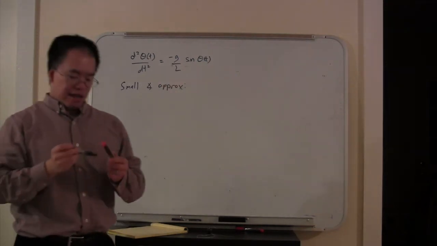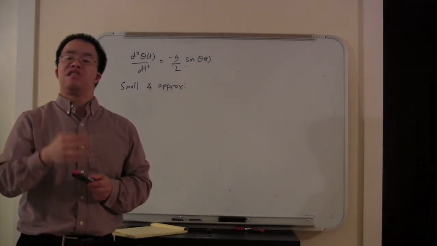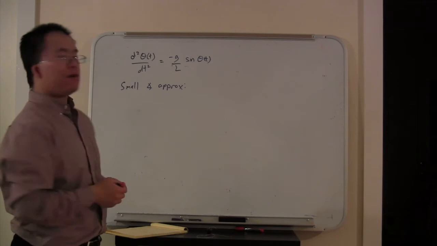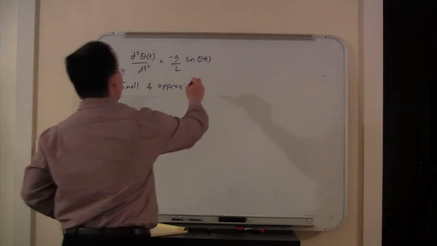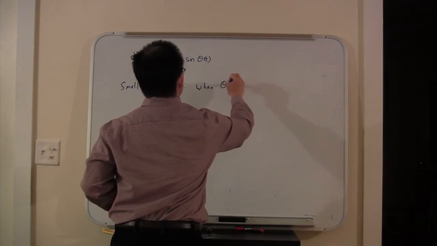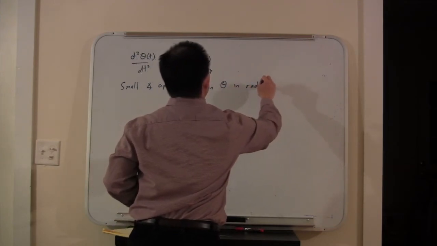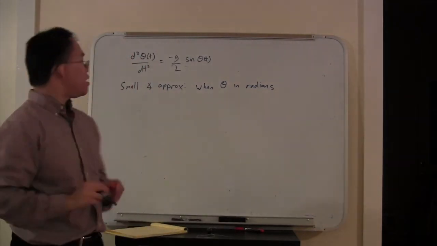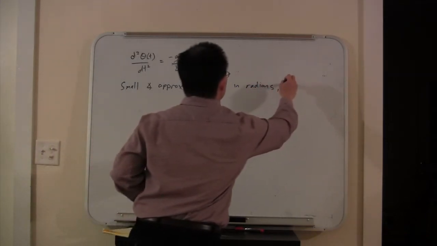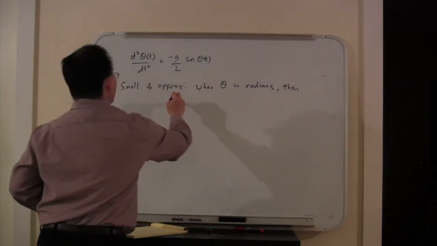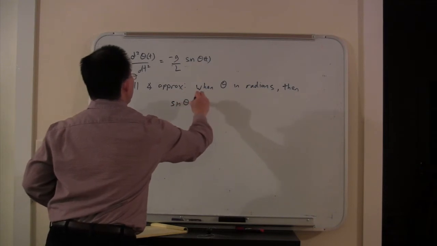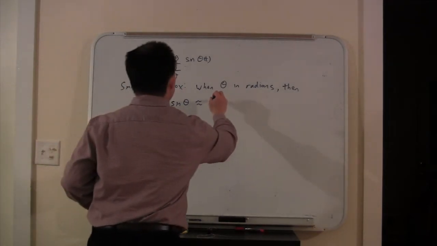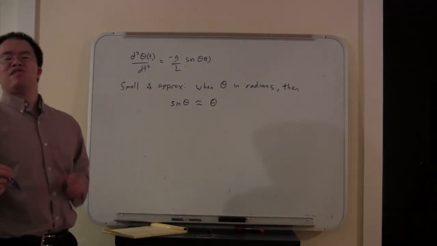Now I won't go through test cases in detail here since we're going to ask you to do that in homework, but it turns out that when you measure your angles theta in radians, it doesn't work in degrees, only in radians, then sine theta is approximately equal to theta when theta is much smaller than 1.